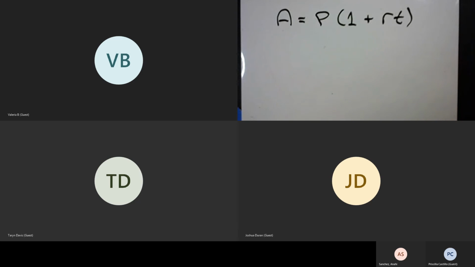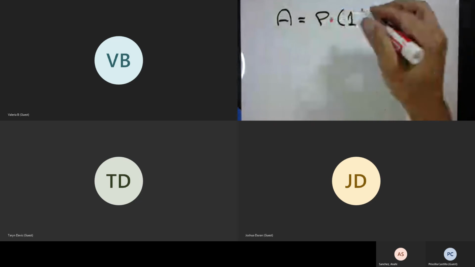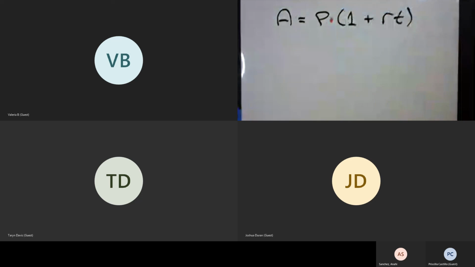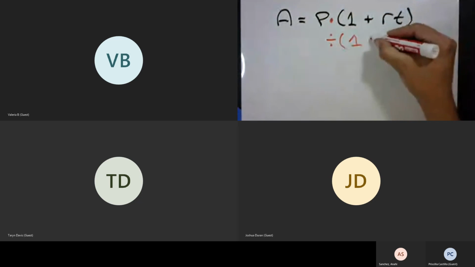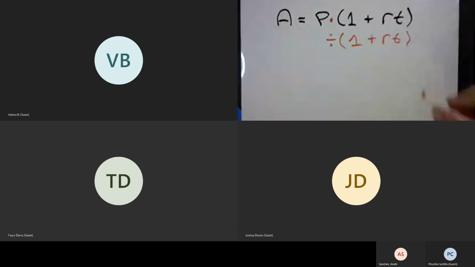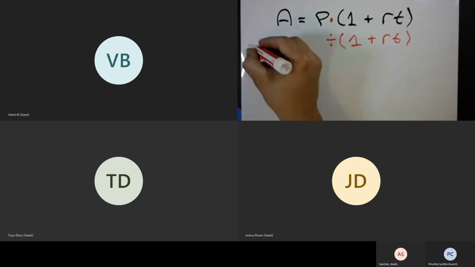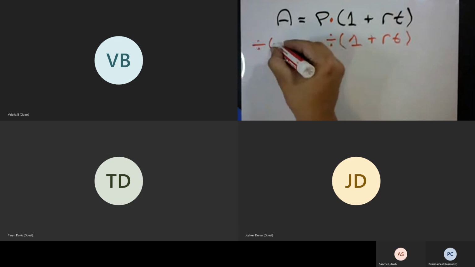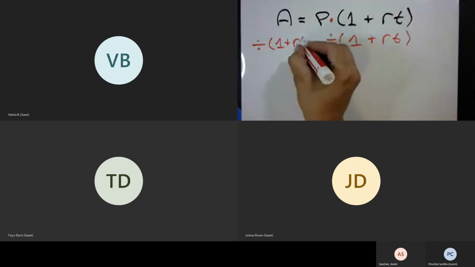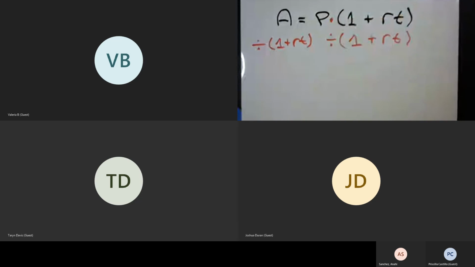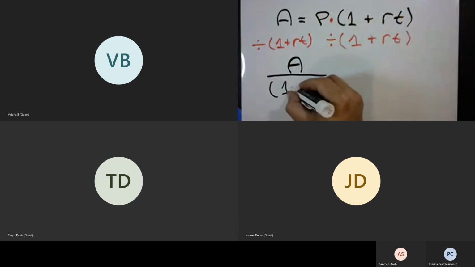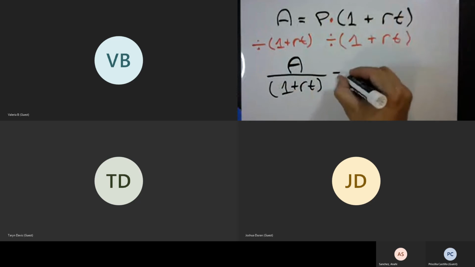So what we have here, we have P times this entire piece. So what we can do is the opposite of that. We'll divide this entire piece. But what we do on one side, we got to do to the other. So we got to divide this other side by this entire piece. So what that's going to give us, multiplication, division are opposites, they'll cancel. We'll get A over 1 plus RT equals P.